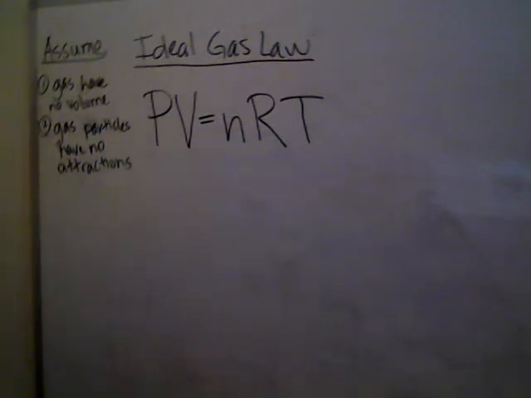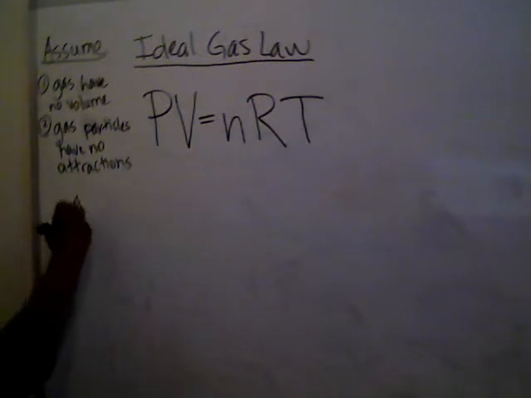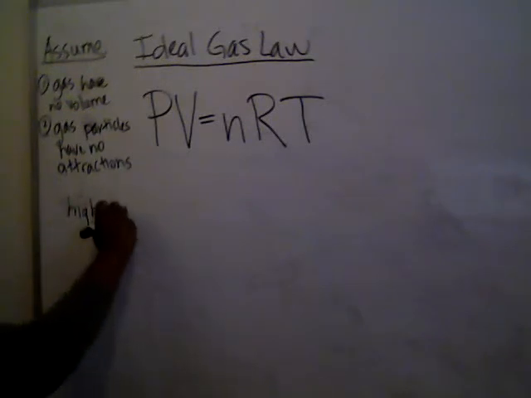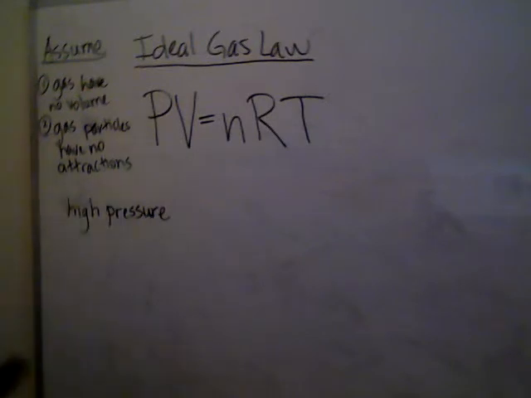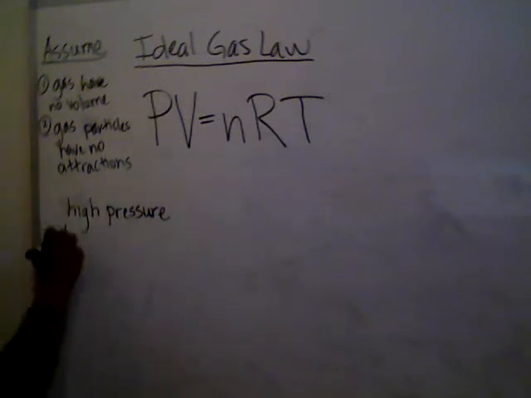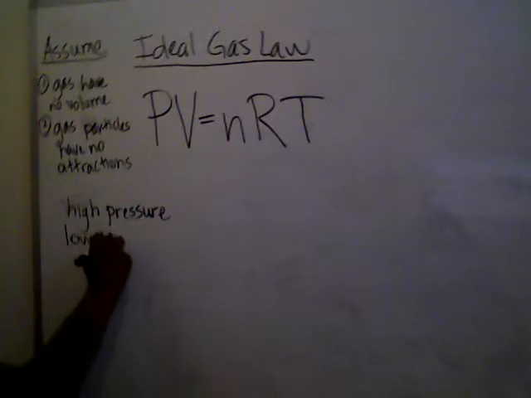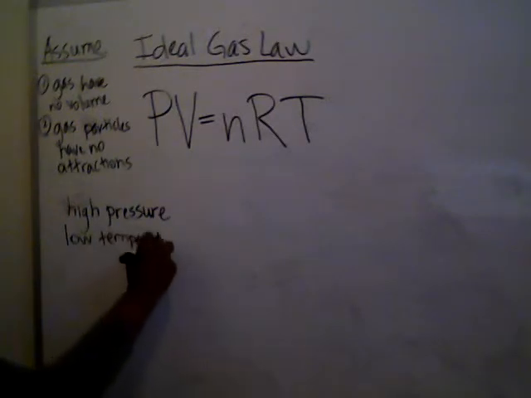Now, one question they may ask on a test or quiz is, in what conditions will an ideal gas deviate or not behave like an ideal gas? Well, there are two conditions that could change our assumptions. If we are dealing with high pressures, so if we put a gas under extreme pressures, it's going to change how it behaves. And if we have very low temperatures, it also changes how a gas behaves.